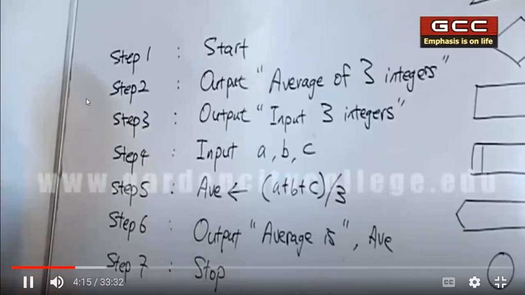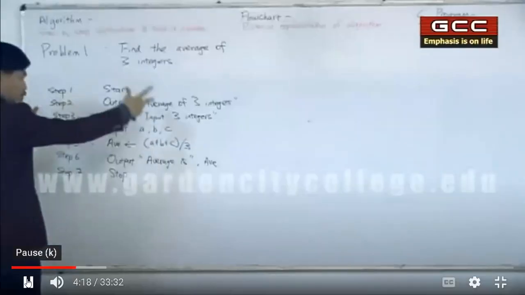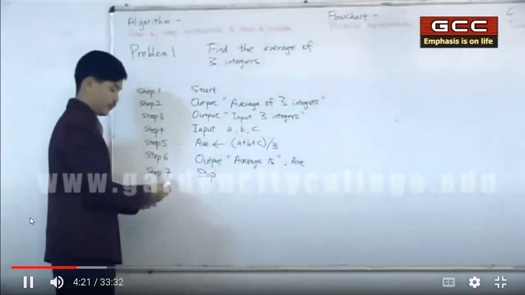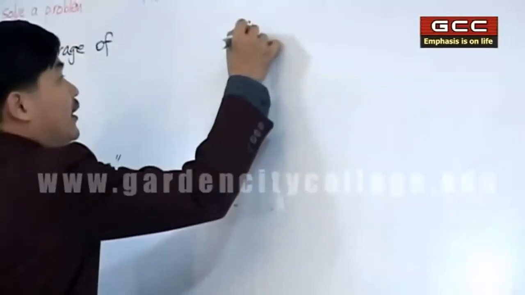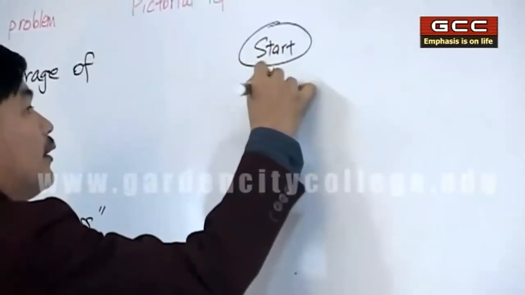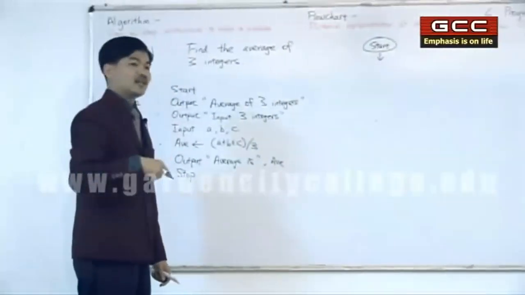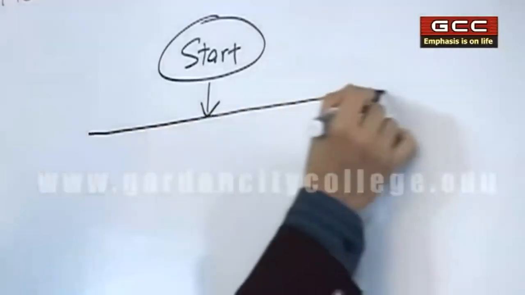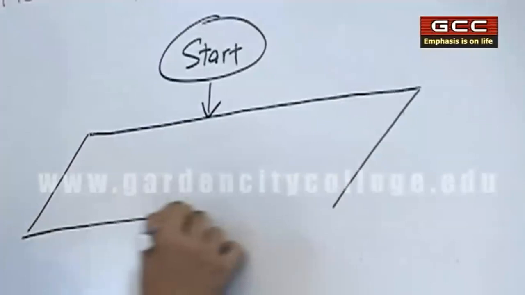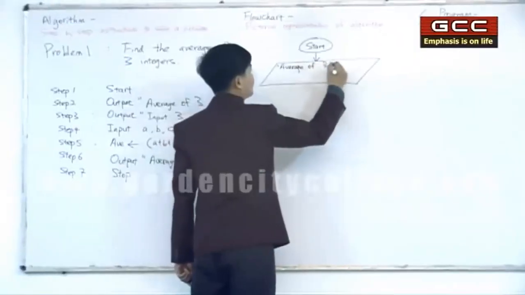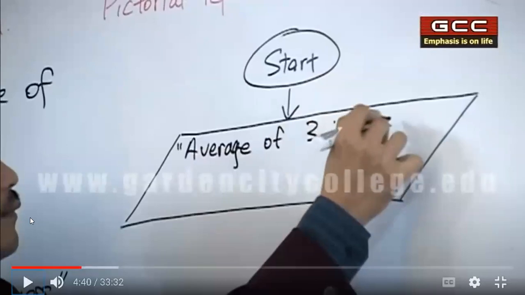In a flow chart, how do we draw it? It will be quite similar to what we have over here in the algorithm. Now to start, we need to use an oval shape. The arrow indicates what's the next step. The next step is for us to output average of 3 integers. And remember, when you're writing the word start, it's going to be an oval box like this, not a circle, but oval. And when you're doing input and output, they go into a parallelogram like this one.